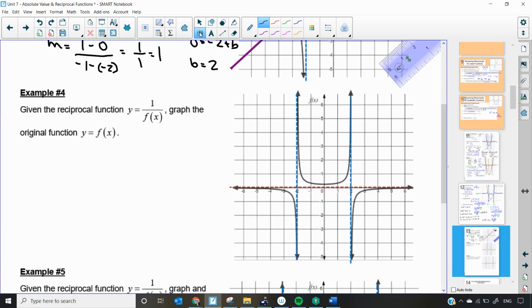So taking a look at example 4, again, we're given a reciprocal function and we're asked to find the original function. So we're going to start off by looking at the points that we know. First of all, we have our asymptotes. So we know that we have an x-intercept at -2 and an x-intercept at +2. Based on the shape of the graph, we know that we're going to be looking at a quadratic function. We can also take a look at our vertex, and our vertex looks to be happening at about 1/4.